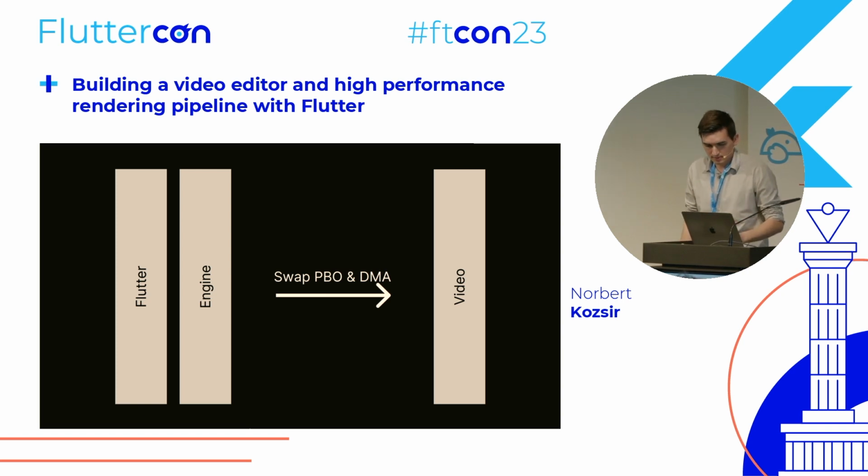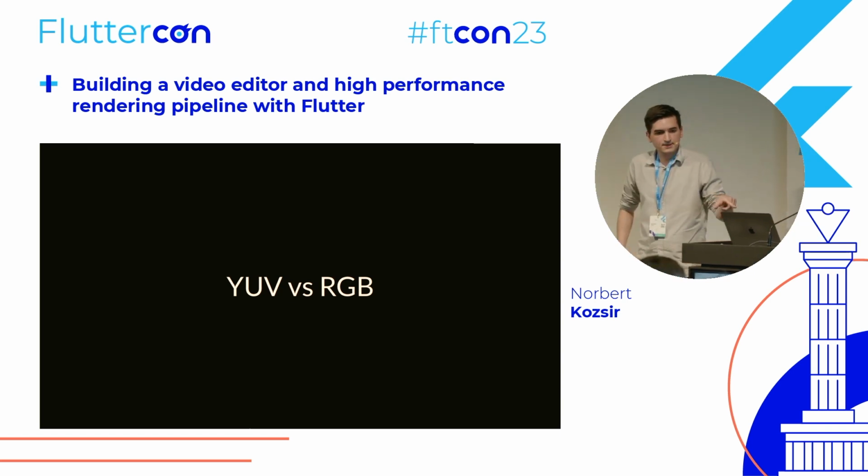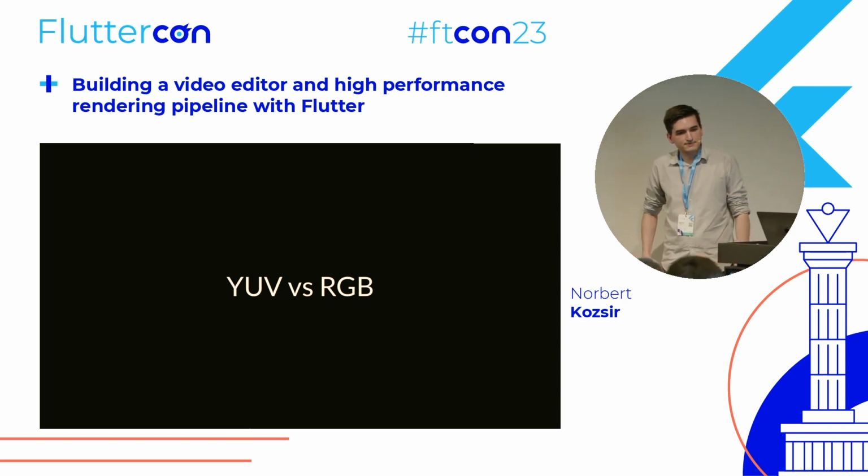And this greatly improved the performance, especially when rendering video, because video is this big file, it has a higher resolution, and it's a bit harder. A couple of slides ago, you saw FFmpeg expects a YUV frame instead of RGB.